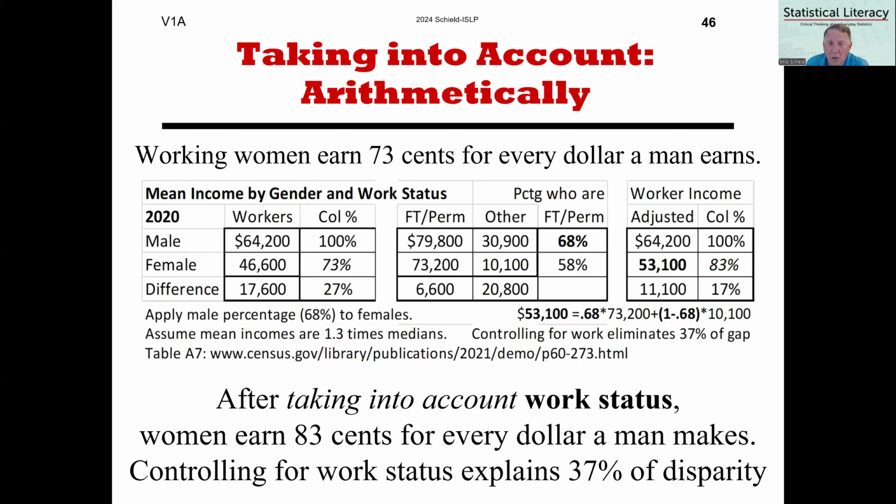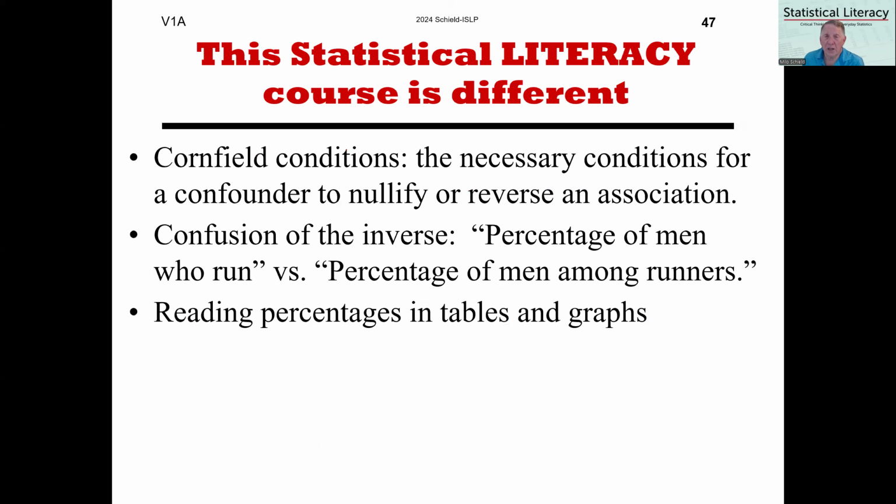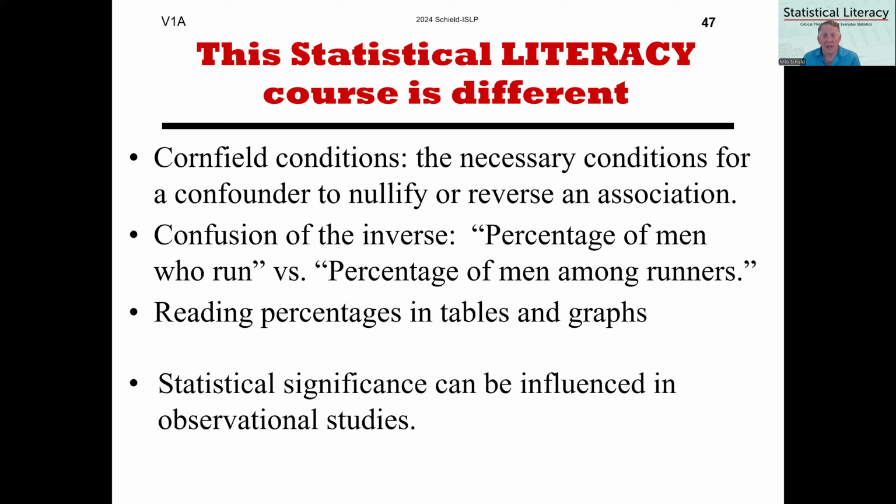Provided the predictor is binary and the confounder is binary, there's no problem. This course has some other things that are very different. The Cornfield equations, the necessary conditions for a confounder to nullify or reverse an association. Now, you know about the confusion of the inverse. But do you know it in ordinary English? The percentage of men who run versus the percentage of men among runners. At New Mexico, most of my students are ESL, Spanish speaking. They need help on untangling some of these English language nuances. Reading percentages and tables and graphs, very different. And statistical significance can be influenced in observational studies.